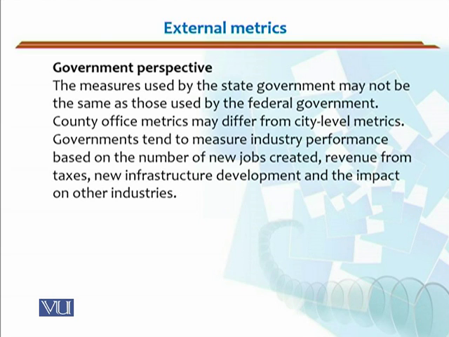This metric might differ. Government tends to measure industry performance based on the number of new jobs created, revenue from taxes, new infrastructure development, and impact on other industries. This is how the government would actually look at the industry performance. This is the macro perspective of industry performance. So they will be looking at how many jobs have been created, what is the revenue which they have collected from the tax, what is the new infrastructure development, and what is the impact of that infrastructure on different industries?